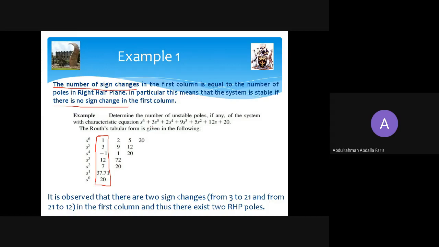In particular, the system is stable if there is no sign change in the first column. So we have this example: S to the power of 6 plus that and that. We write S to the power of 6, 5, 4, 3, 2, 1, and 0. You pick the first coefficient, which is 1, skip this, next is 2, skip that, next is 5, skip that, next is 20. The remaining are 3, 9, and 12.